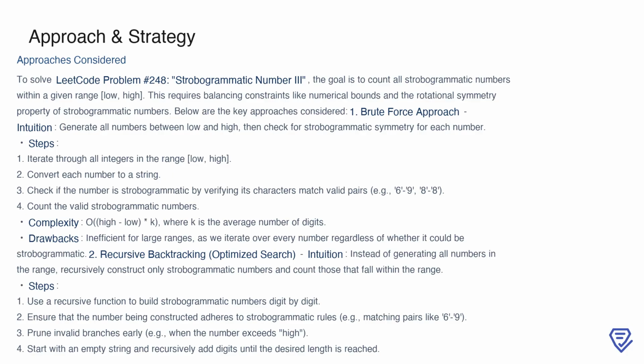While straightforward, this approach becomes computationally expensive for large ranges because it processes every single number, even those that aren't strobogrammatic. The second approach, recursive backtracking, focuses on generating only valid strobogrammatic numbers directly. By constructing numbers digit by digit and ensuring symmetry at every step, this method avoids unnecessary computations. Additionally, invalid branches can be pruned early, such as when a partially constructed number exceeds the upper bound. This makes the process far more efficient than brute force. Both methods highlight different trade-offs in terms of complexity and efficiency.